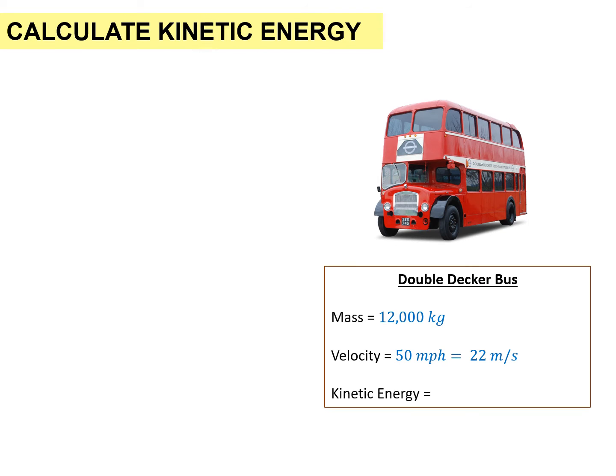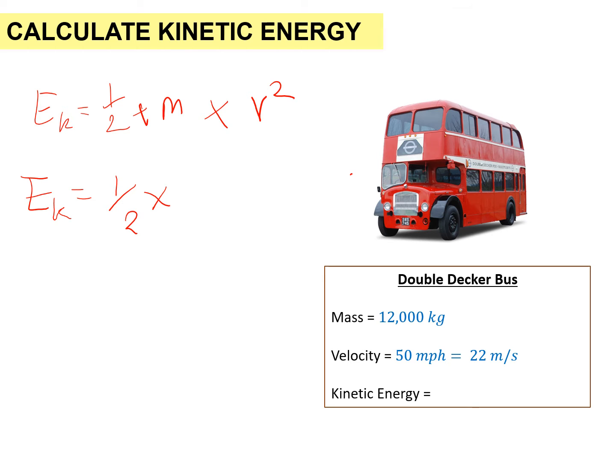So let's practice an example. Let's work out the kinetic energy of this bus. So I'm going to write the formula down. EK equals 1/2 times the mass times velocity squared. Sorry about my very poor writing. So EK equals 1/2 times the mass, which is 12,000, times the velocity squared. Now we have to use the meters per second here. So it's 22 squared. Now I would use a calculator to do these. I'm just going to get my calculator, and we will type the numbers in and hopefully we'll get the correct answer.